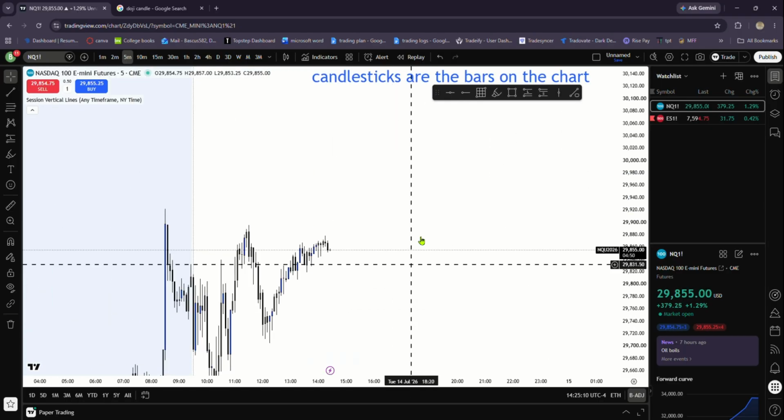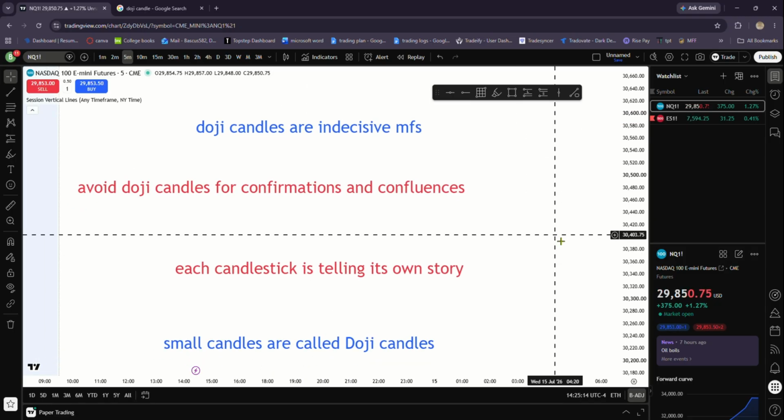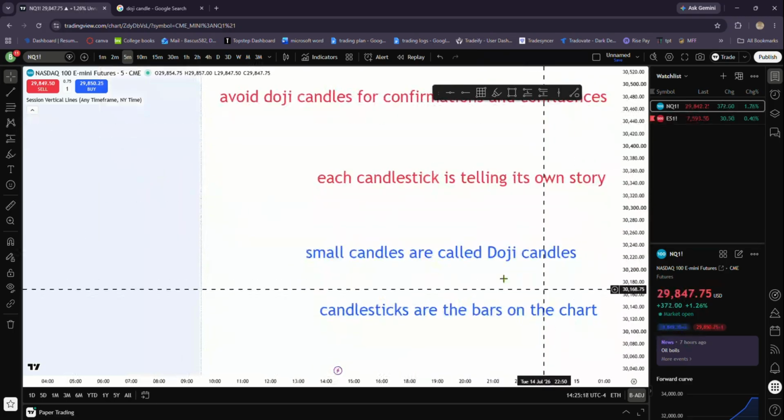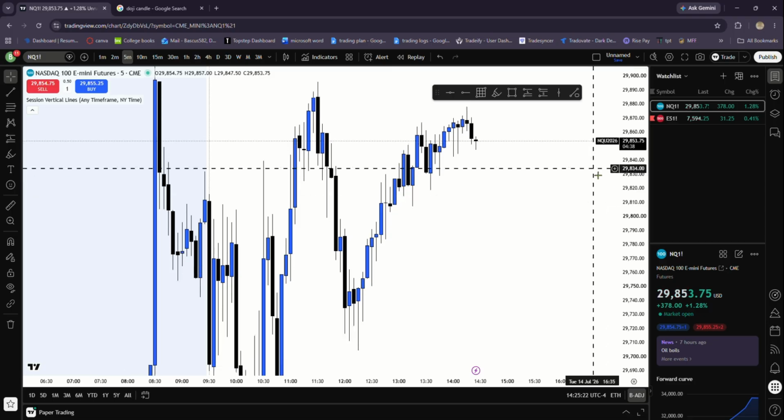Come on, bro. Think of doji candles the same way. Why are you even asking the market what's going on with a doji candle when you know it's not even going to tell you the right thing? It's just going to say, I don't know. So you don't know, right? And understand that they are everywhere.